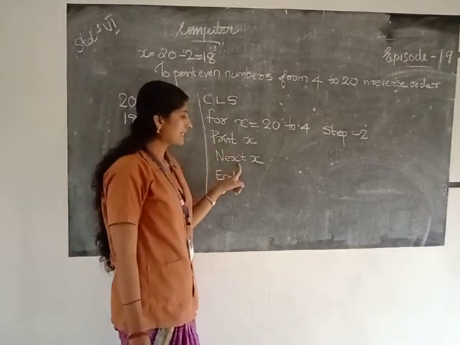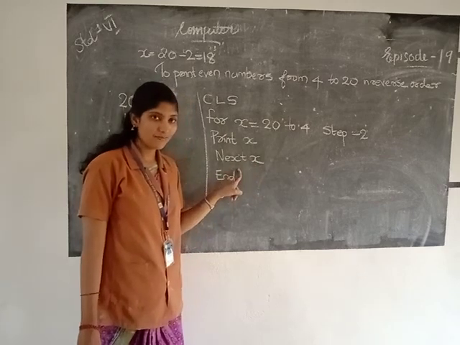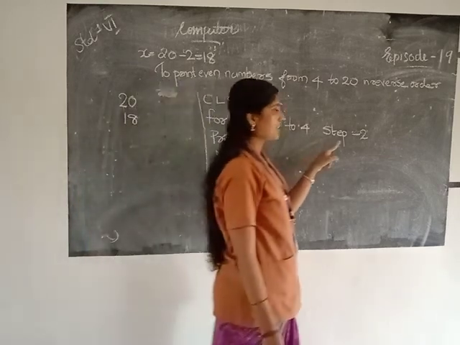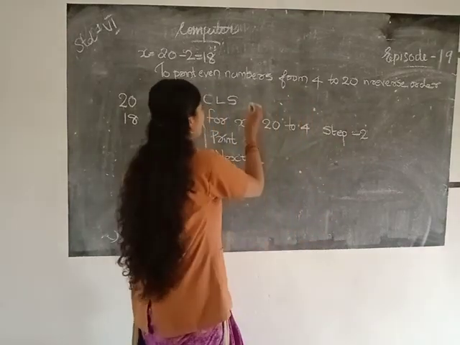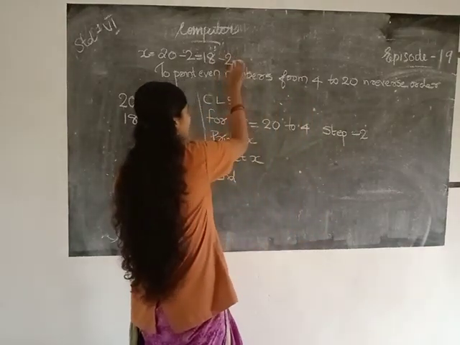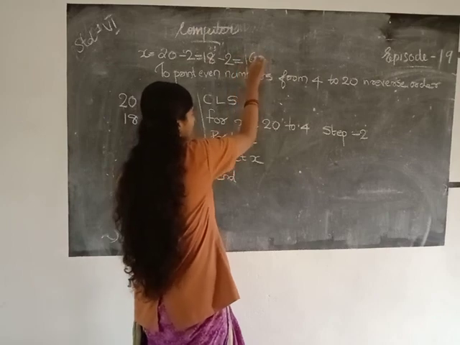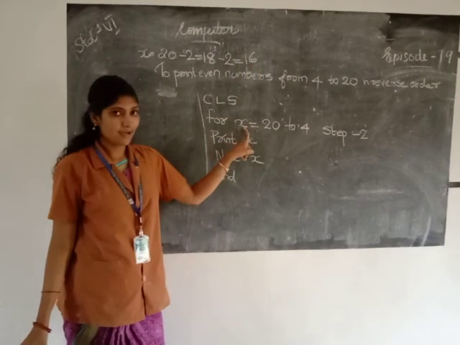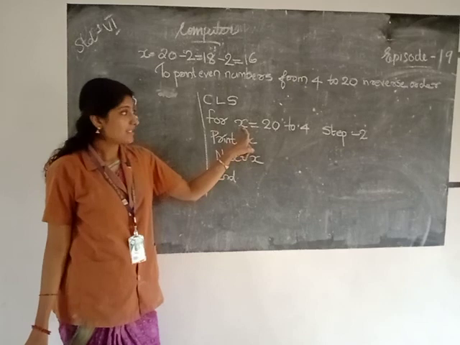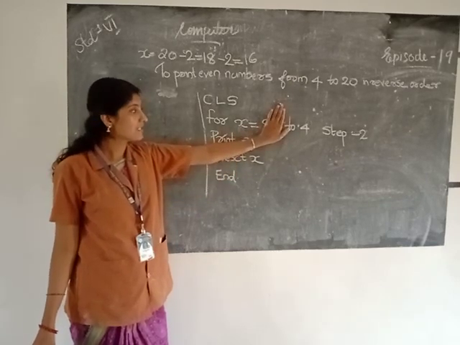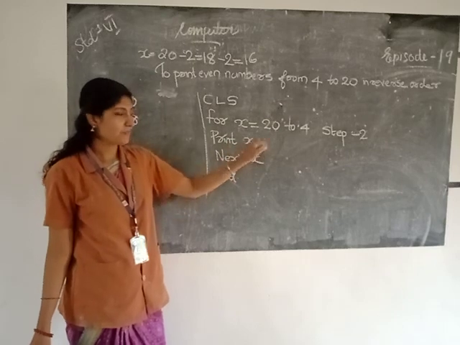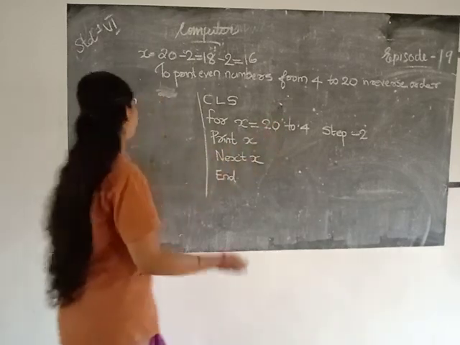And then next x means the current value which is decremented by minus 2. So what would be the result? 18 minus 2 is equal to 16. So now the x value is 16. X equal to 20 is replaced with 16. Then print x means print 16.